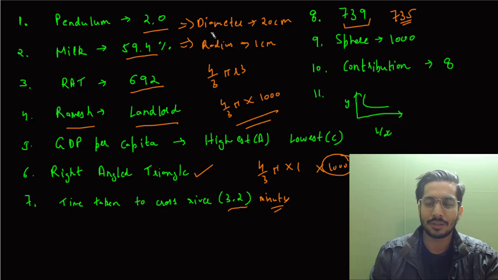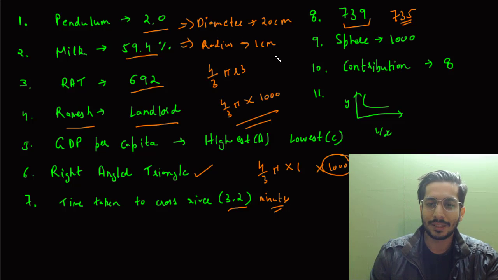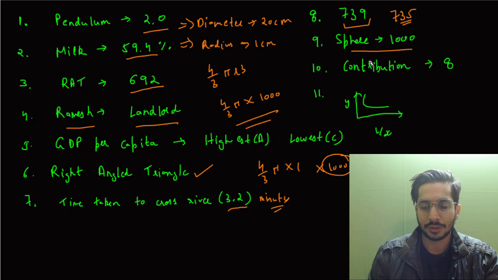That is, the diameter of the larger sphere was given, and the radius of the smaller sphere was given as 1 centimeter. So if you go by these calculations, the answer should come out to be 1000.